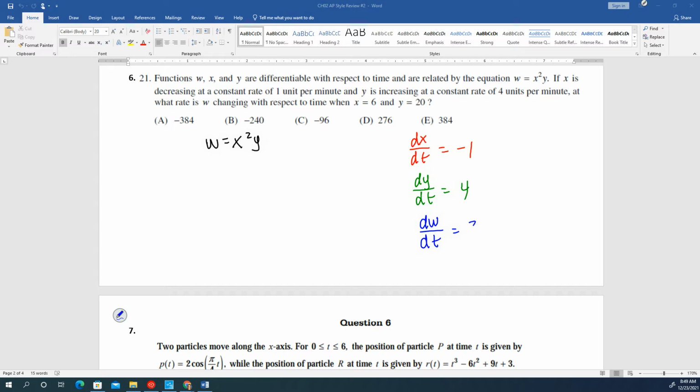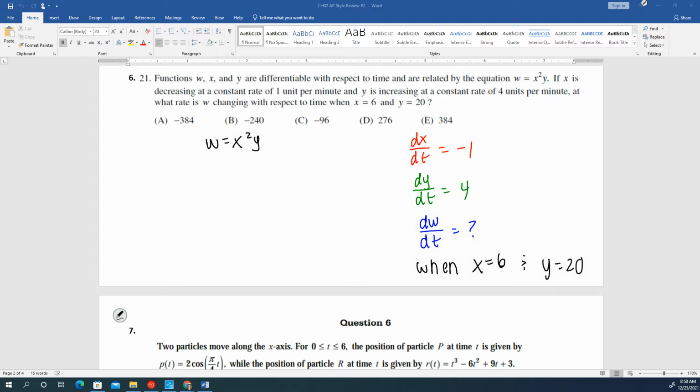So we want to know dw/dt when x is 6 and y is 20. Okay. That's how I like to set up the related rates ones. So before I find the derivative, I have to make sure that my equation that's relating all the variables is only in terms of the ones that I have rates for or want to find. So since I have dx/dt, dy/dt, and dw/dt, I can go ahead and find the derivative right away with respect to time.